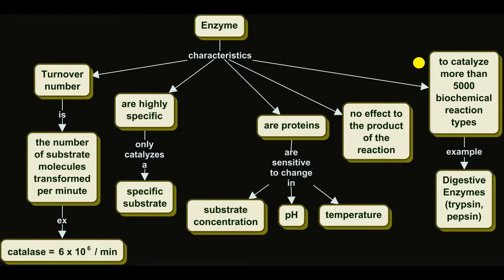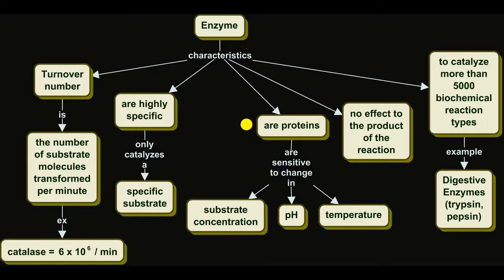Characteristics of an enzyme. Enzyme catalyzes more than 5,000 biochemical reaction types. An example to these biochemical reaction types are digestive enzymes such as trypsin and pepsin. During the biochemical reaction, the enzyme has no effect to the product of the reaction made.